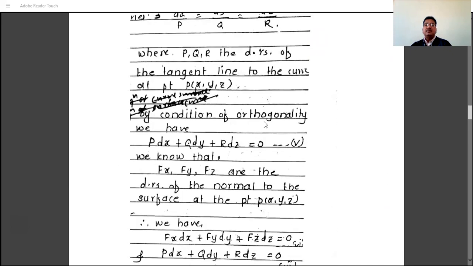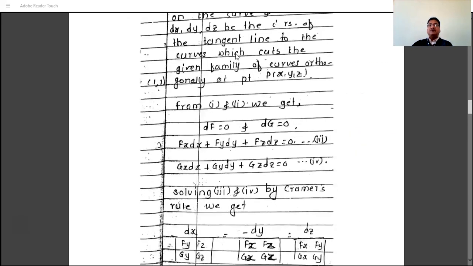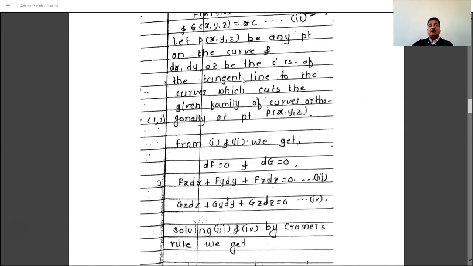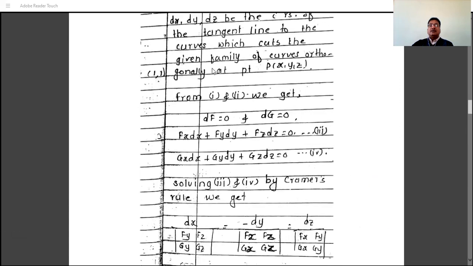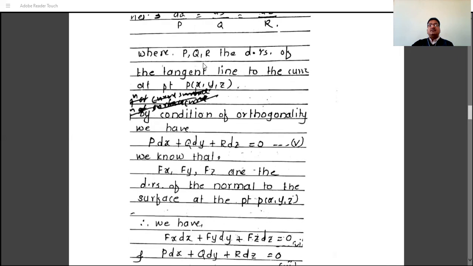And by the condition of orthogonality, we have P dx plus Q dy plus R dz equals 0. So this dx, dy, dz are the direction ratios of the tangent line to the orthogonal trajectories, the curves which cut the given family of curves orthogonally at the point P(x,y,z). Means this is the tangent line to the family of orthogonal trajectories, and P, Q, R are the direction ratios of the tangent line to the curve, and therefore these two tangents are perpendicular to each other.